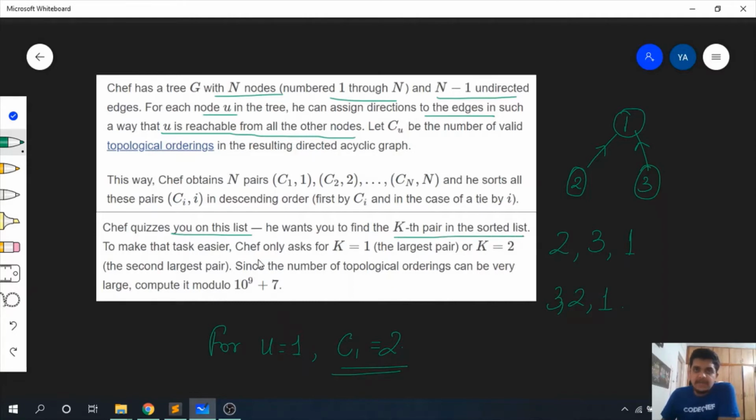Now Chef has made our task easier. He's only asking for two values of k, that is the largest pair or the second largest pair. Cool. Since the number of topological orderings can be very large, we have to compute it modulo 10 to the power 9 plus 7. Now let us understand the problem statement better with the help of a sample case.